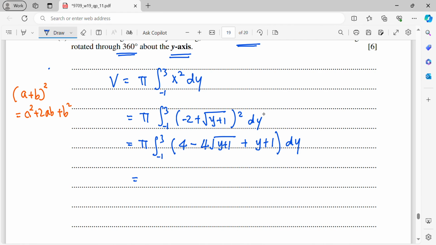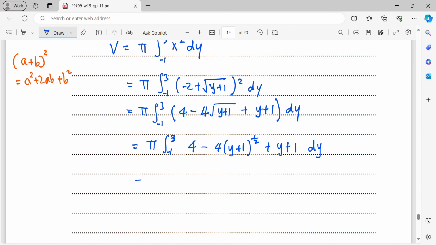So now, before I integrate, I will change the square root first. It will be 4 minus 4 times y plus 1, the square root becomes degree half, then plus y plus 1 dy.